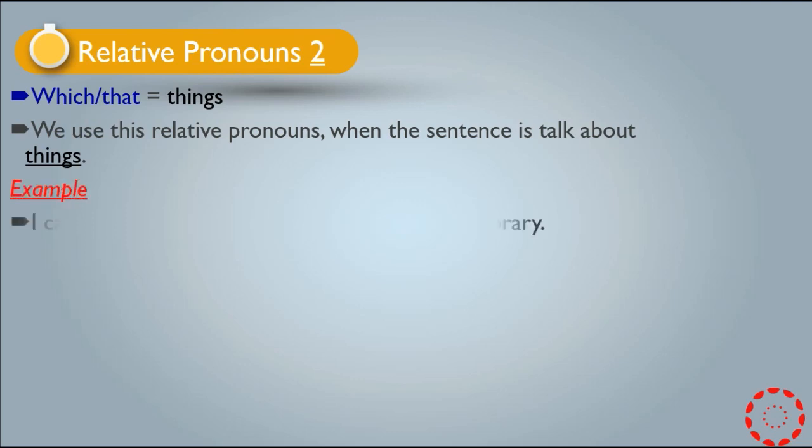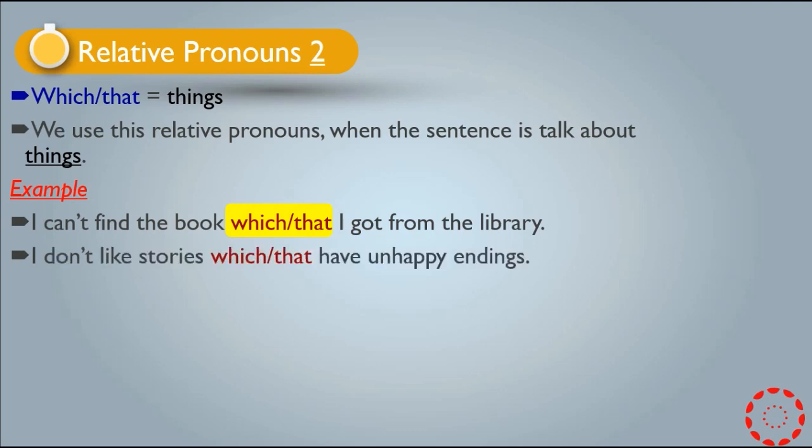For example, I can't find the book which I got from the library. As you see, I use which or that because the book is a thing, so it's not a person. I don't like stories which have unhappy endings. As you see, stories is not a person, it's not a girl, it's not a man, it's not an animal. That's why I use which.